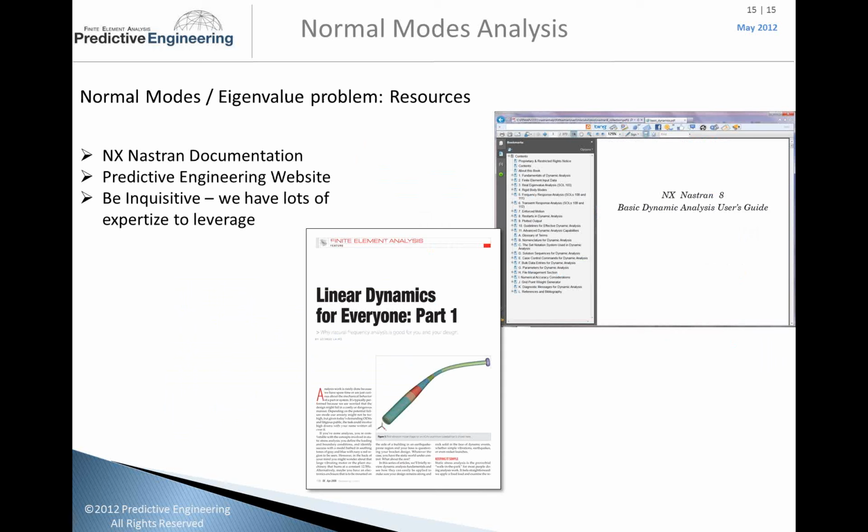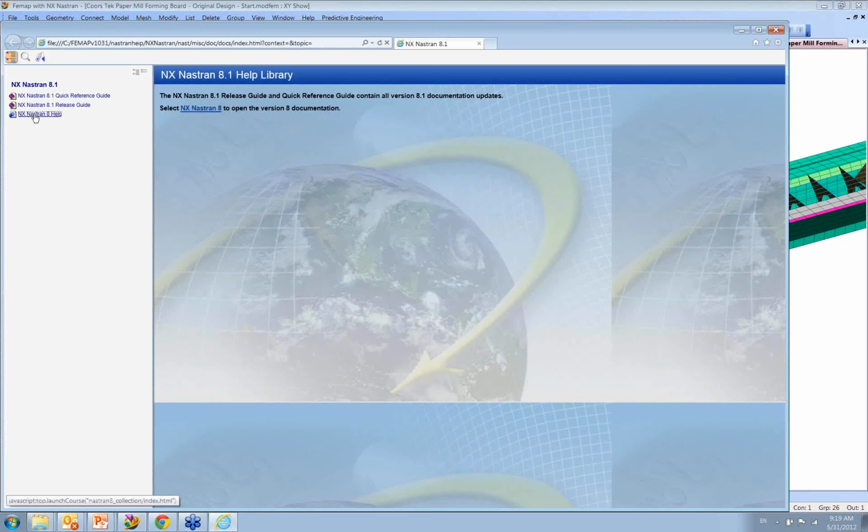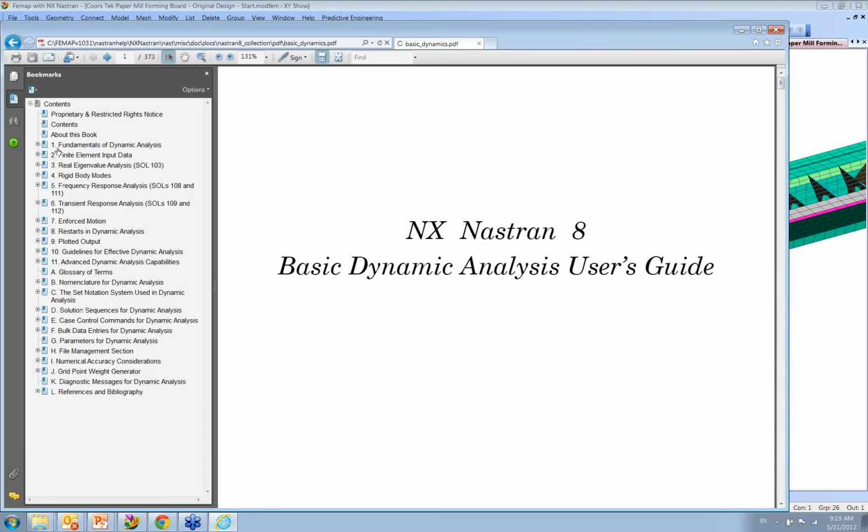Hey, last slide. I have this little white paper on linear dynamics. It's a basic tutorial. I learned a lot when I put it together because I had to boil everything down and base it on as few equations as possible. So that's for download. There's also a lot of good information within the installed help under NX Nastran. In NX Nastran 8 help, I always go to the PDF. There's the Basic Dynamic Analysis User's Guide. That has a lot of good stuff.